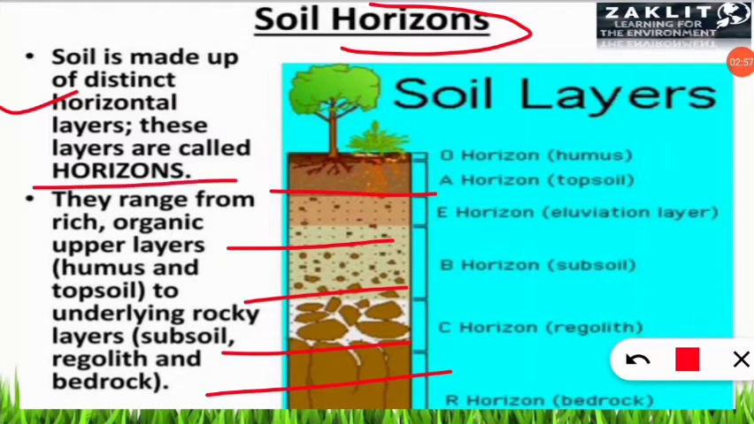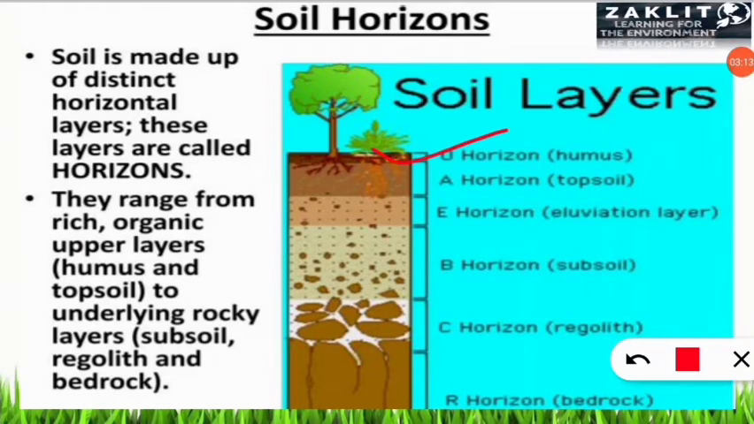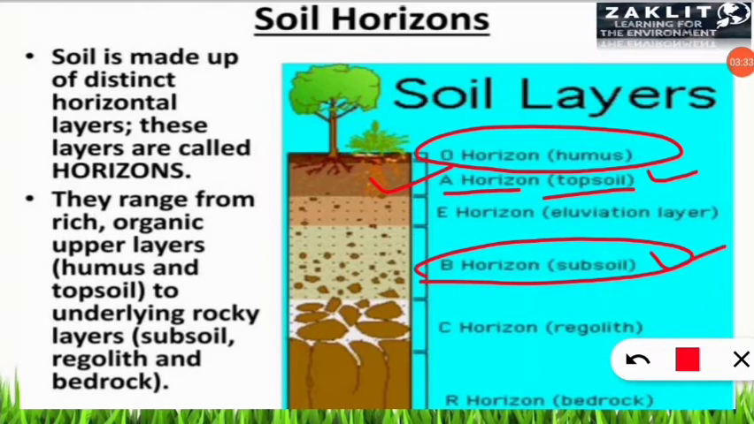They range from rich organic upper layers which are rich in humus, that is the organic matter, to underlying rocky layers. So rocks are also present, situated in the bottommost part. So here we will know what is very important. The regions are O horizon, A horizon, E horizon, B horizon, C horizon and R horizon. In the O horizon, mostly humus is found. Next is the A horizon, which is called the topsoil. You should not get confused that the O horizon is the topsoil region, because the A horizon is called topsoil and the B horizon is called subsoil.